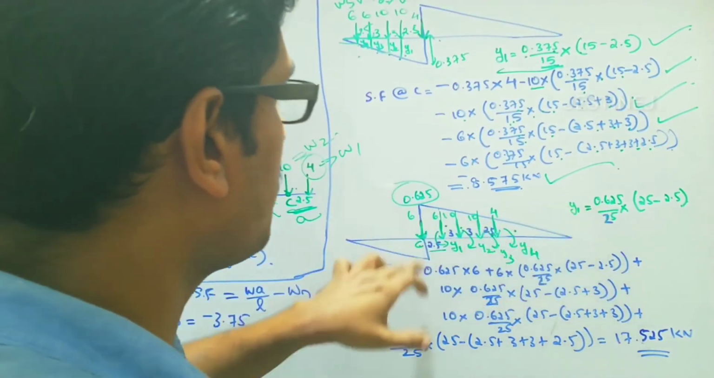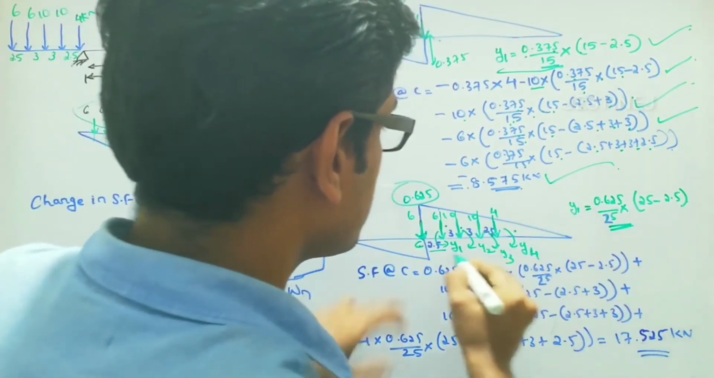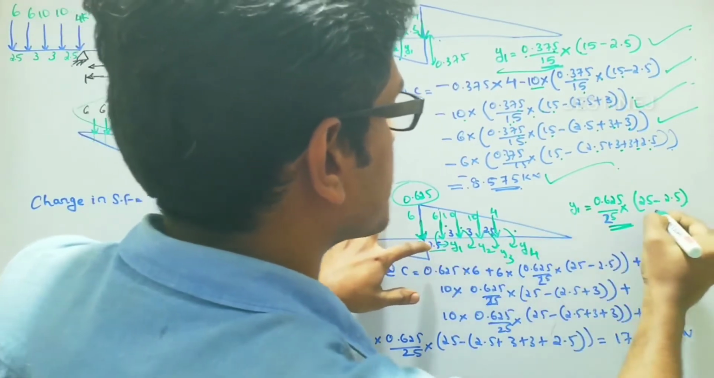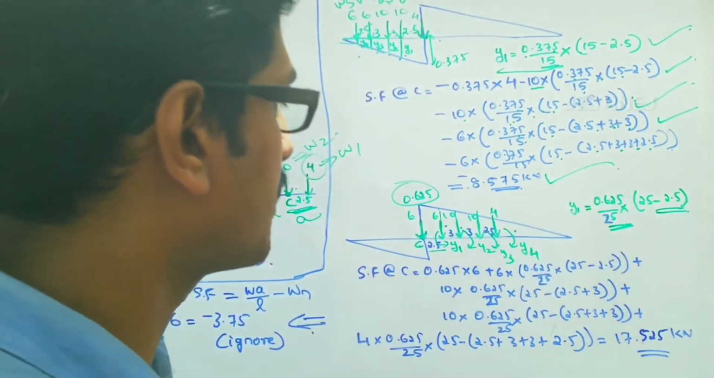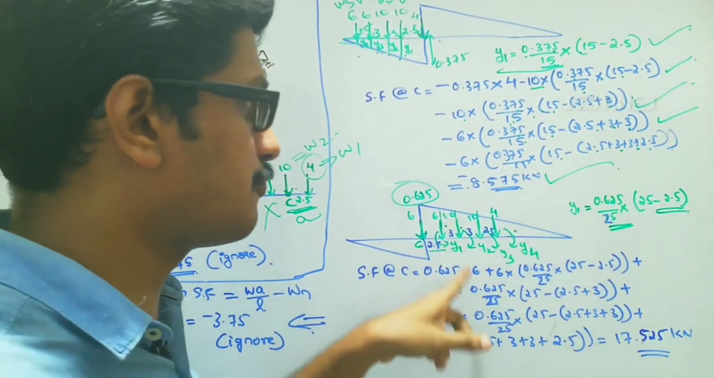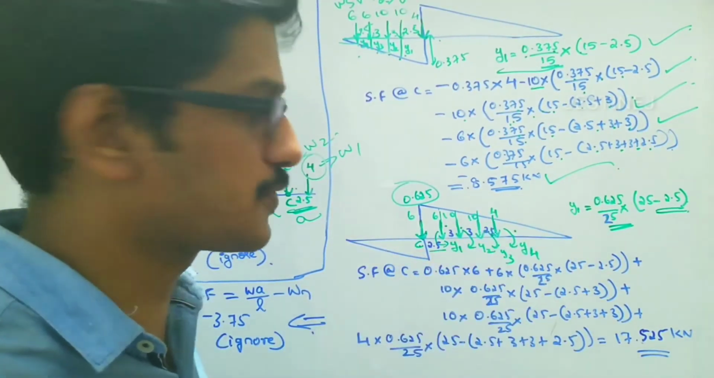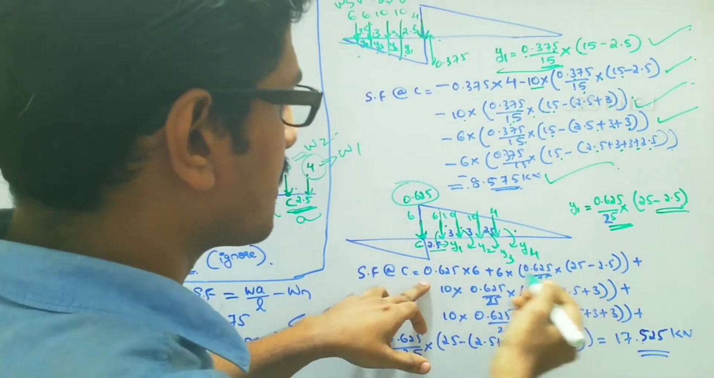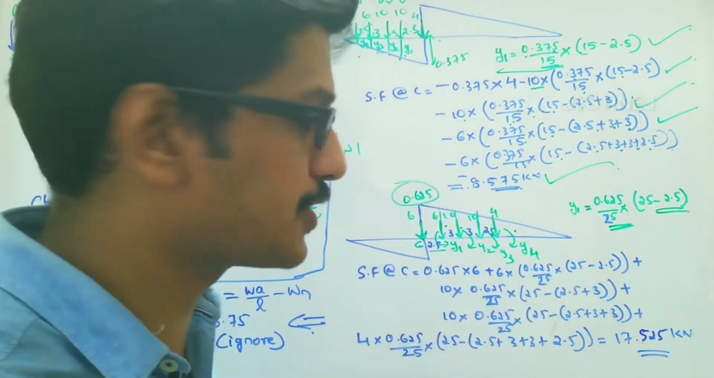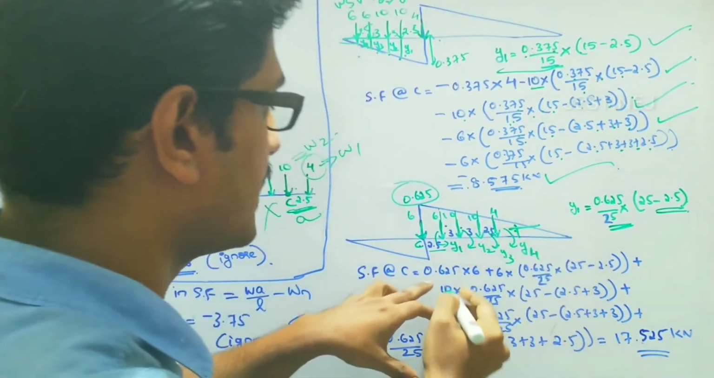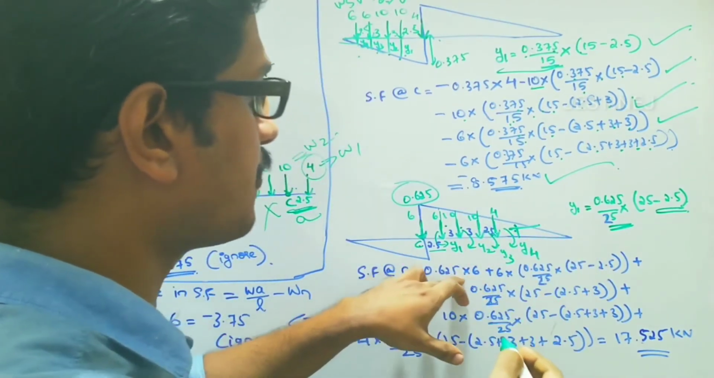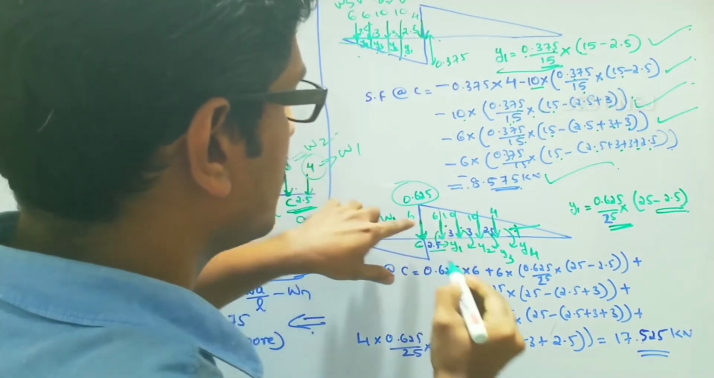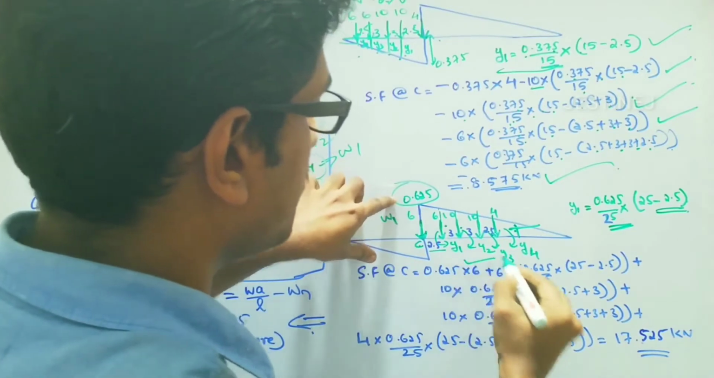So 0.625 by 25, this much distance 25. Then you have to consider 25 minus 2.5, you will get the y1 value. And similarly, you can substitute y2, y3 and y4 also. So if you substitute the values respectively, here all the values are positive, you can directly substitute. 0.625 multiplied by 6, first you are going to consider this 6 load.